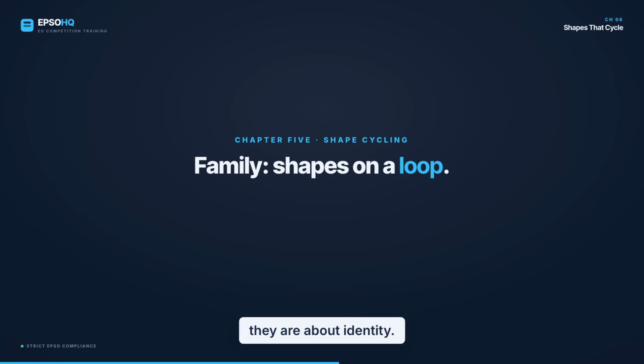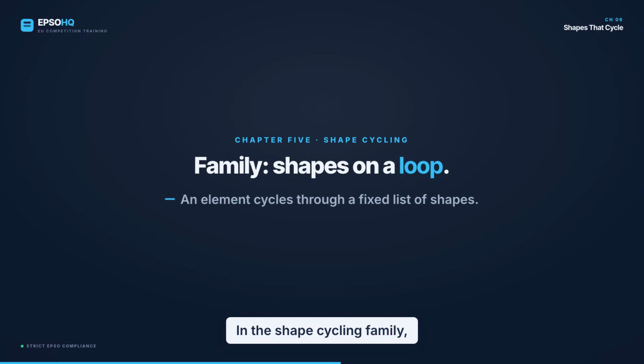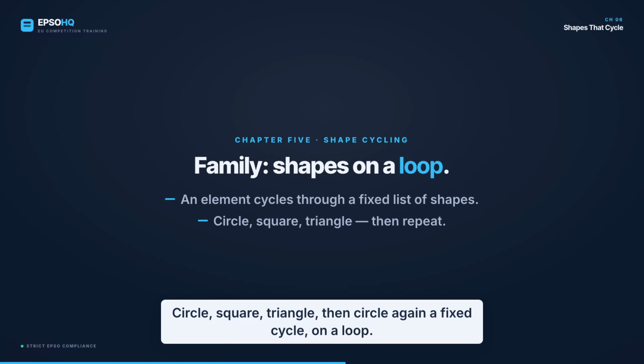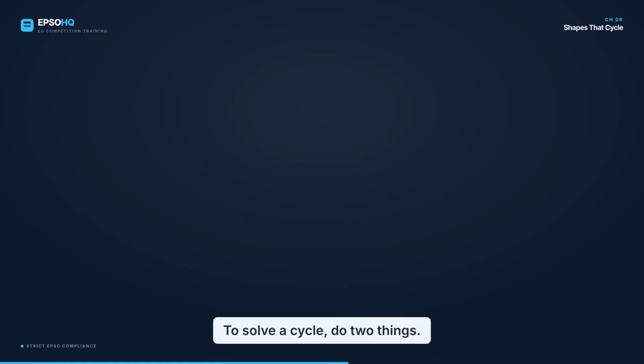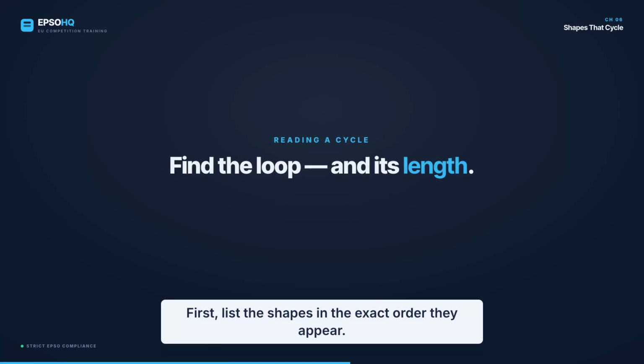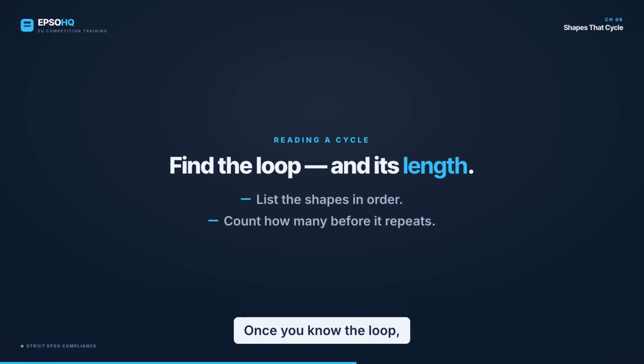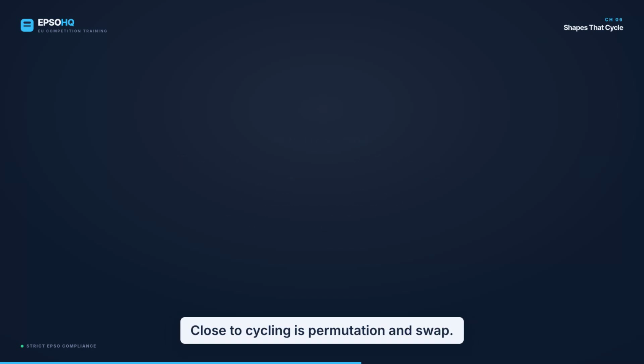Some questions are not about movement or counting at all. They are about identity. In the shape cycling family, an element runs through a repeating list of shapes. Circle, square, triangle, then circle again. A fixed cycle, on a loop. To solve a cycle, do two things. First, list the shapes in the exact order they appear. Second, count the cycle's length. How many shapes before it repeats?